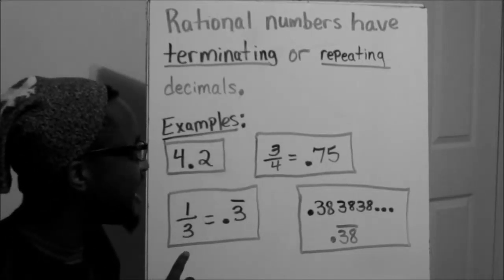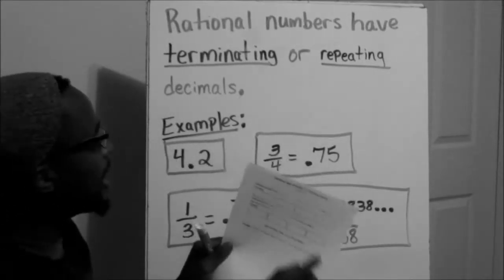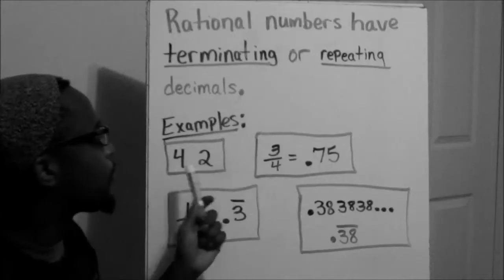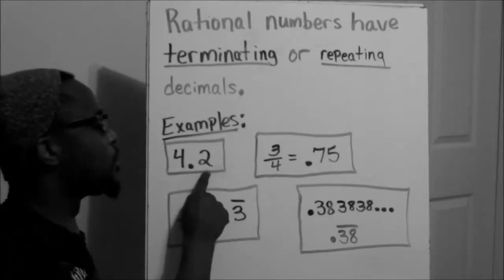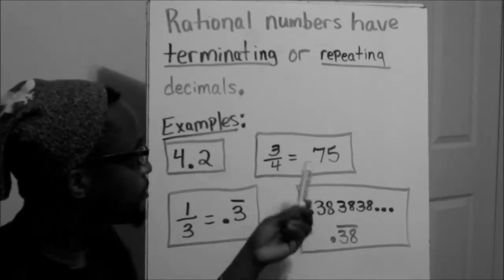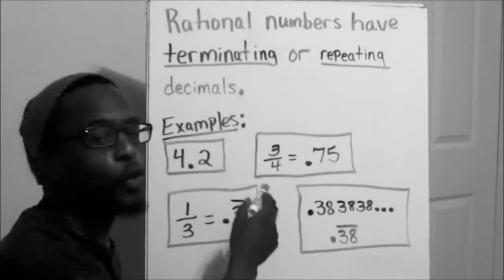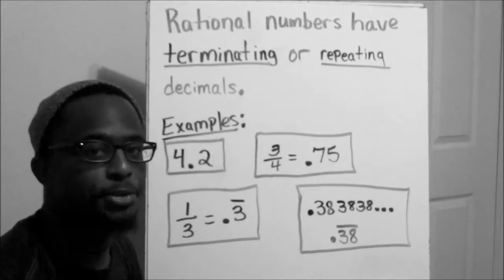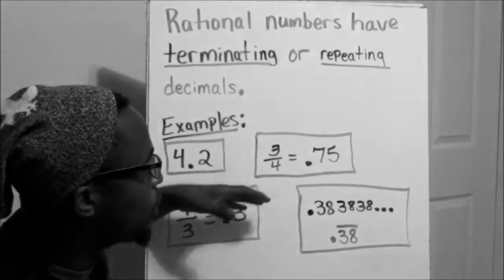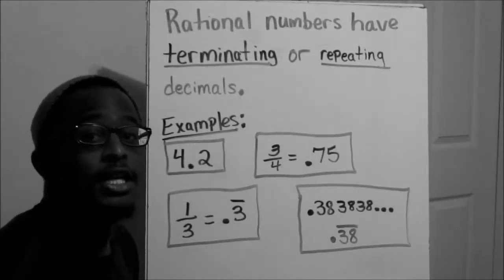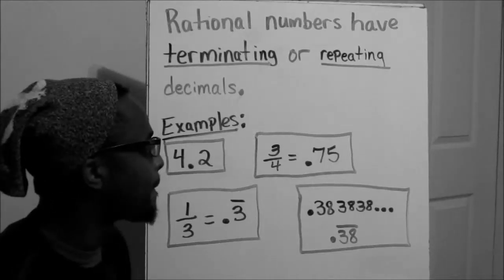So let's look at a couple of examples, and these examples go into these first four boxes. The first example, 4.2, has a terminating decimal, so that would be a rational number. Fractions can also be rational numbers. If we look at the fraction 3/4, if I turn that into a decimal by dividing 3 by 4, I would get 75 hundredths, and it terminates, so it's a rational number.